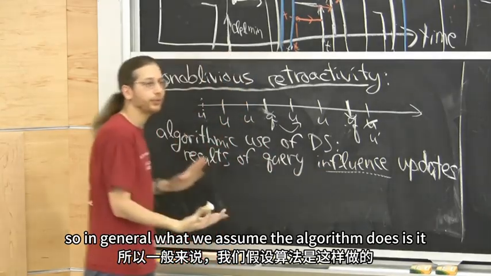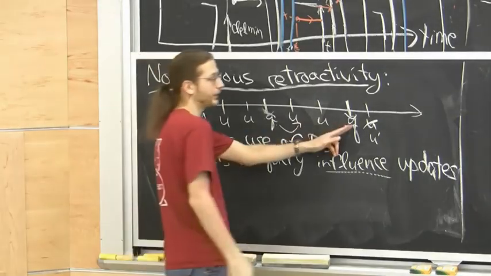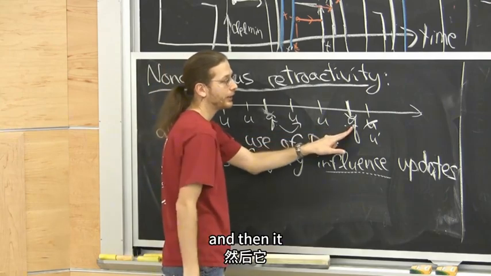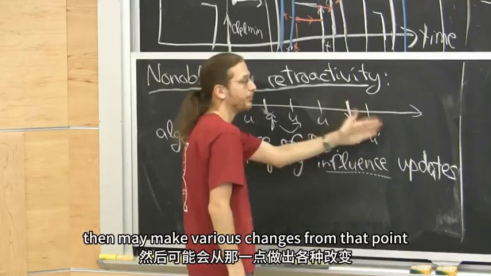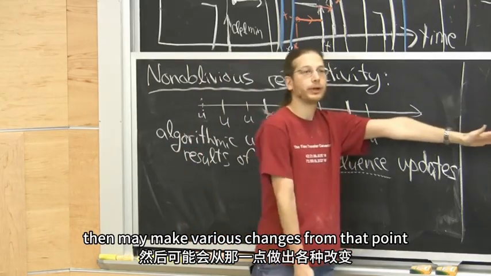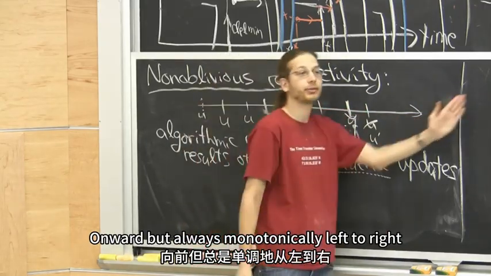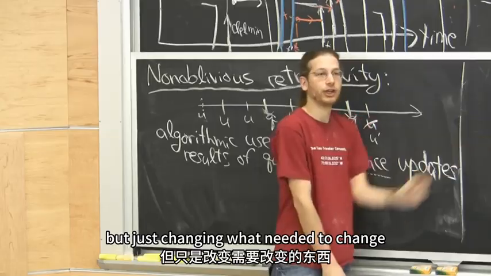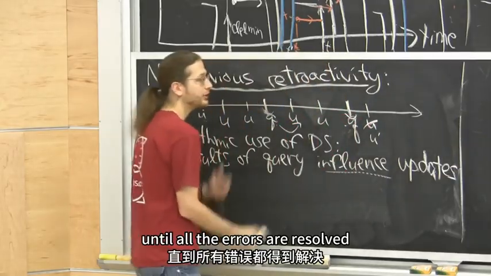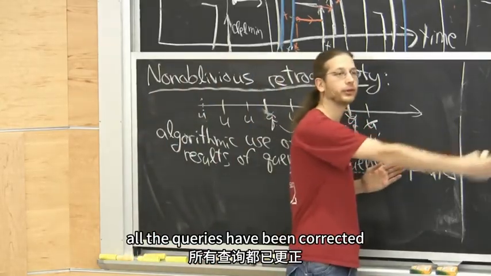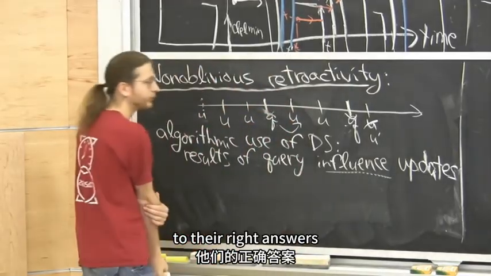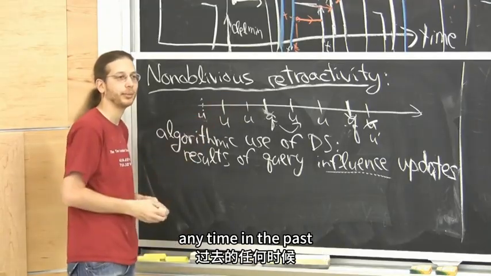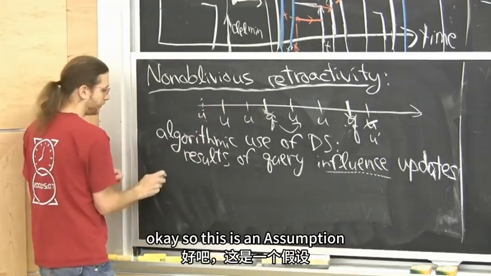So in general, what we assume the algorithm does is it looks at the first error, which is reported by our data structure, and then it may make various changes from that point onward, but always monotonically left to right, as if it was rerunning the algorithm, but just changing what needed to change until all the errors are resolved. All the queries have been corrected to their right answers. Then it can do whatever it wants. Then it can do a retroactive operation anytime in the past. Okay, so this is an assumption.